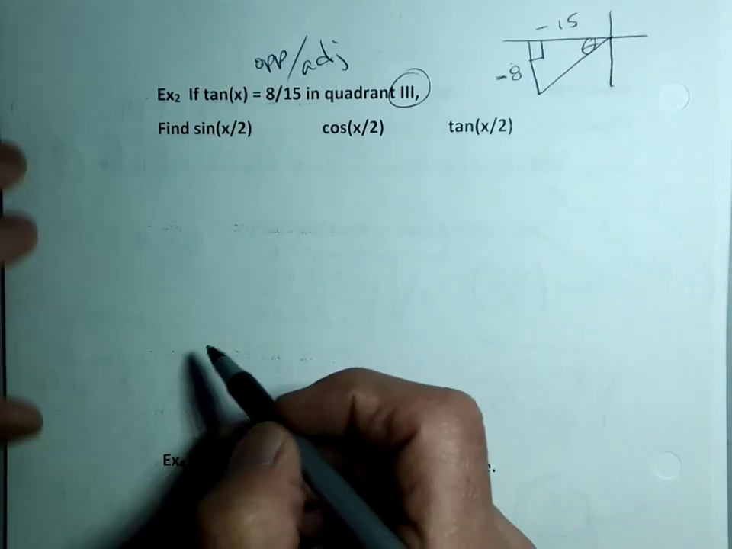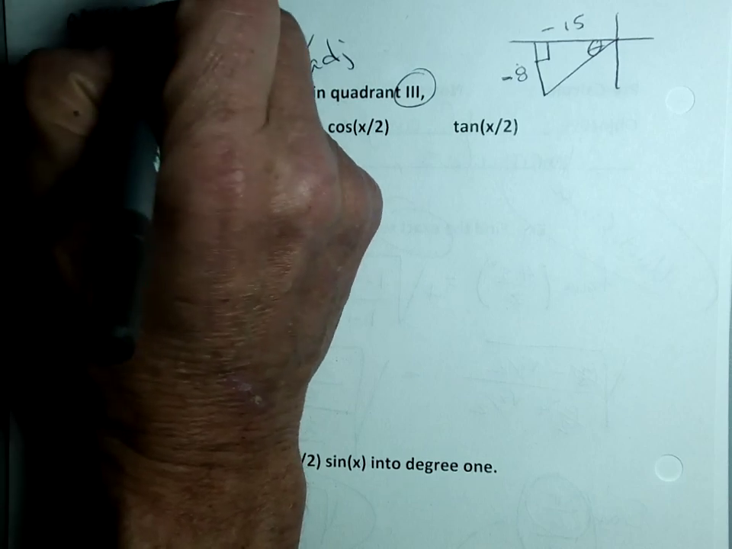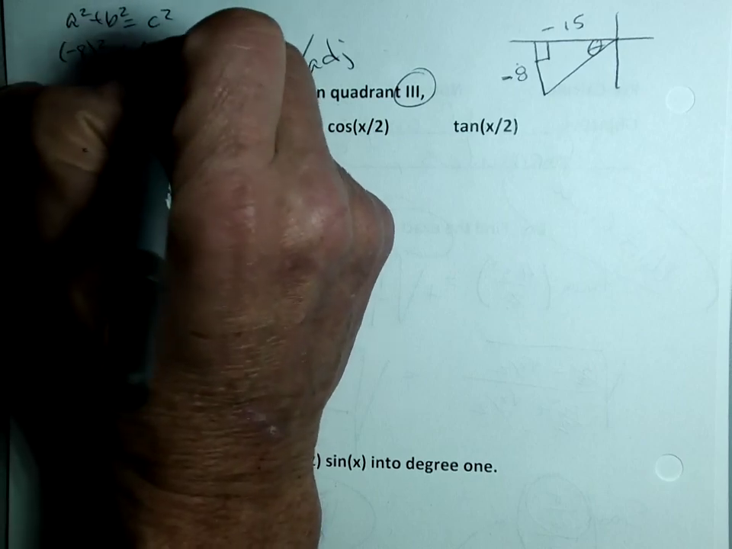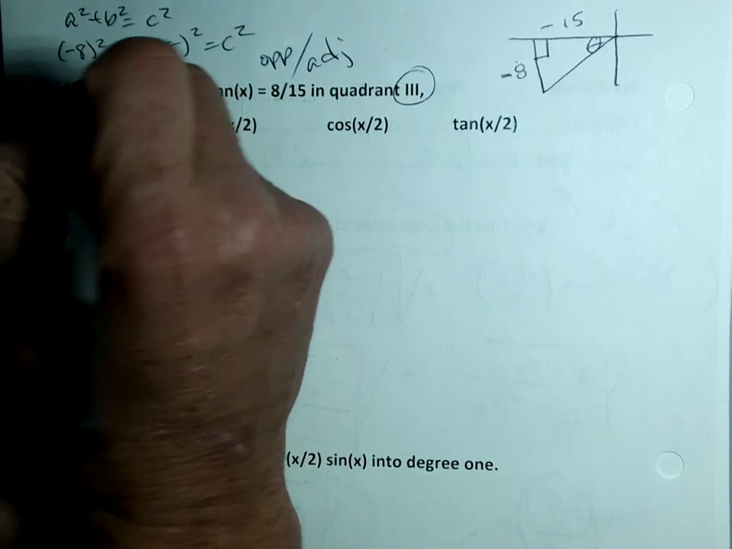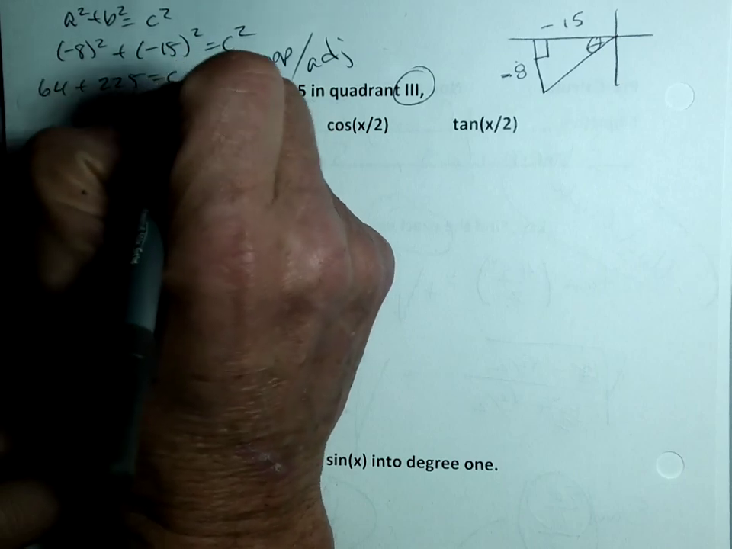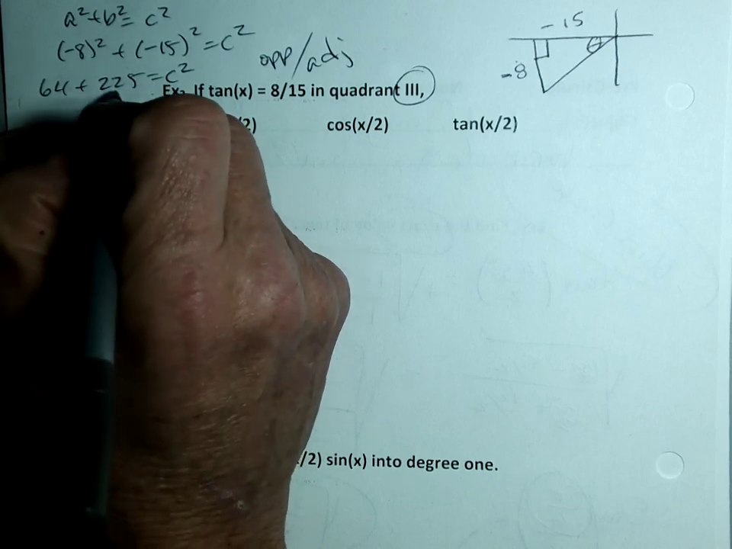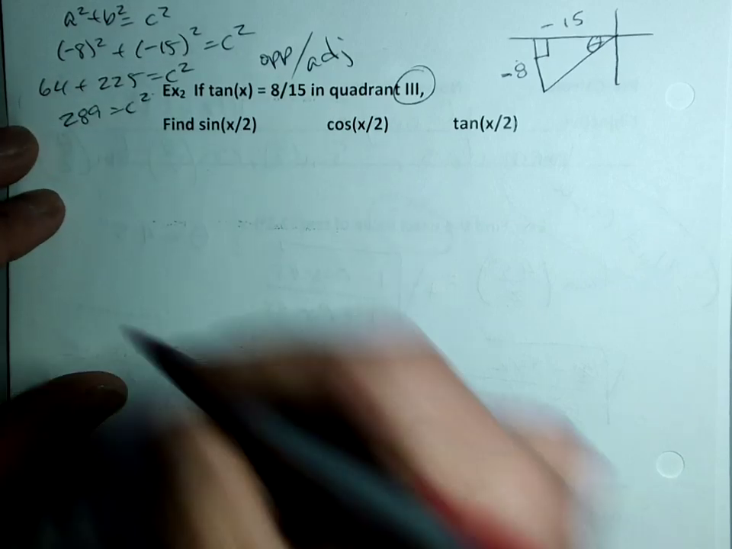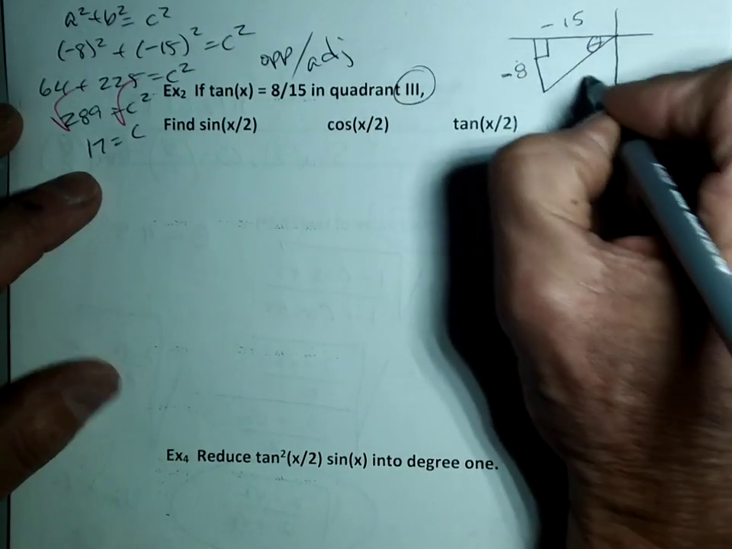So, let's go a squared plus b squared equals c squared, right? Negative 8 squared plus negative 15 squared equals c squared, right? See, I need to find the hypotenuse. That's what I'm working on right now. I'm going to have 64 plus 225 equals c squared. 289 equals c squared, but if I square root, that's just going to be 17. Okay, 17. All right, there we go.